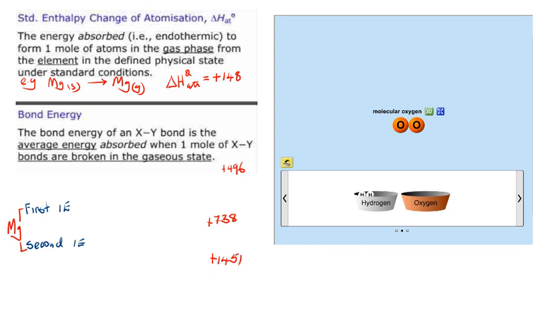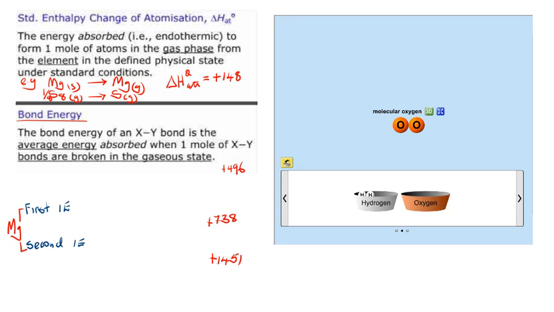Let's say we have another example, sulfur, which exists as S8 and is a solid. By definition, we are going to form one mole of sulfur atoms in gaseous state. So how many moles of sulfur do we need? We need 1/8 mole.